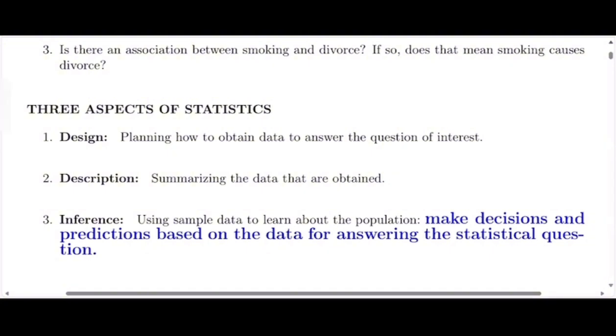Then the third aspect of statistics is inference. This particular aspect is very, very important. What do we do in inference? Inference is a judgment. In statistics, if I want to answer a practical question, I need to first identify the target population of interest.